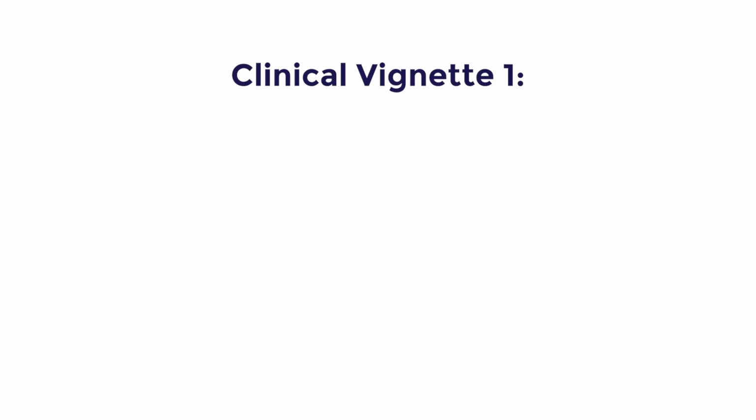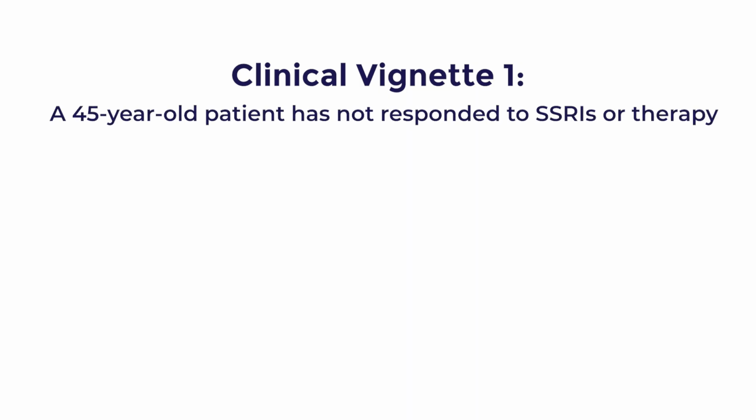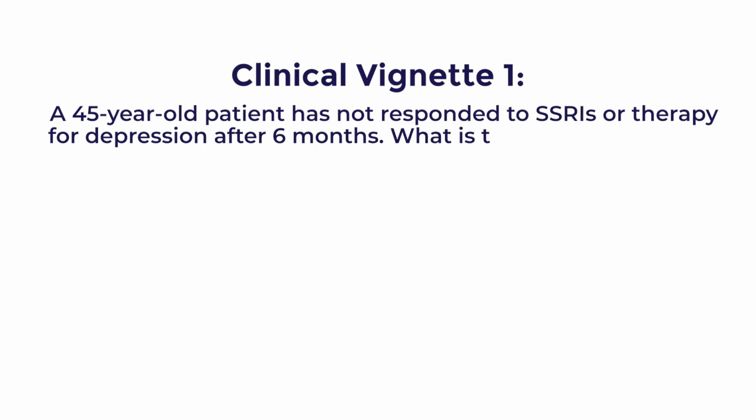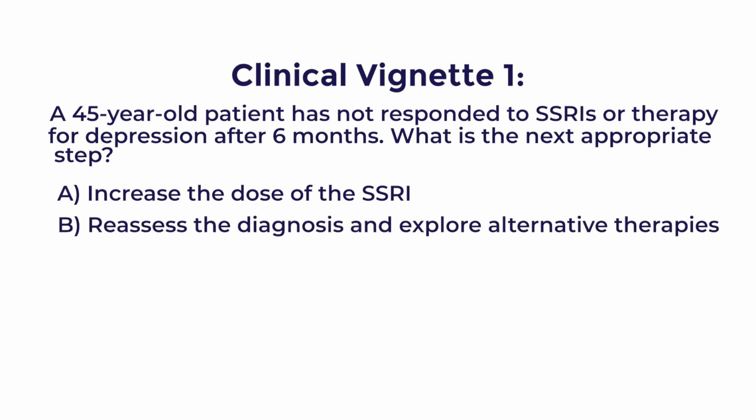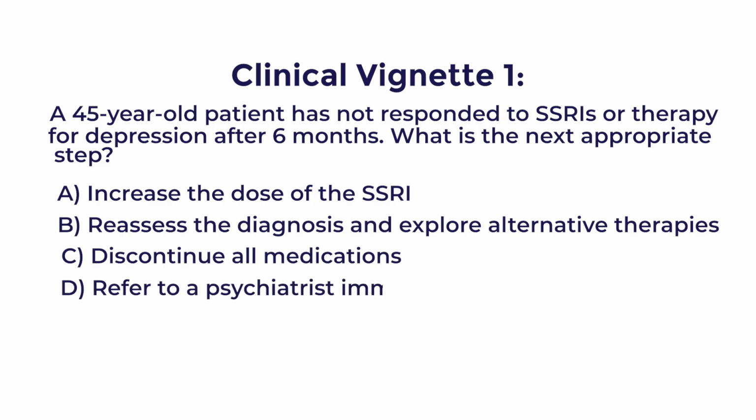Clinical vignette. 1. A 45-year-old patient has not responded to SSRIs or therapy for depression after 6 months. What is the next appropriate step? A. Increase the dose of the SSRI. B. Reassess the diagnosis and explore alternative therapies. C. Discontinue all medications. D. Refer to a psychiatrist immediately. Answer. B. Reassess the diagnosis and explore alternative therapies.